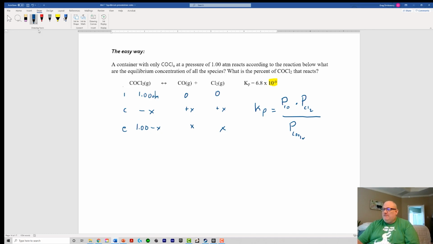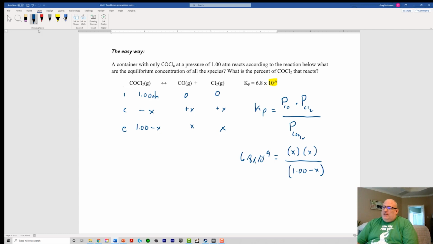So when we plug the values in, we know our Kp value is 6.8 times 10 to the negative 9, and we can write this on the top. Taking our CO and our Cl2, we'd have x times x, and on the bottom we'd have 1.00 minus x. Now, here's the beauty of this.